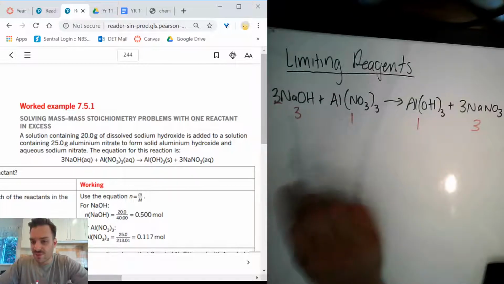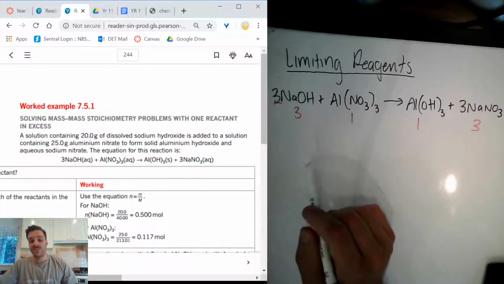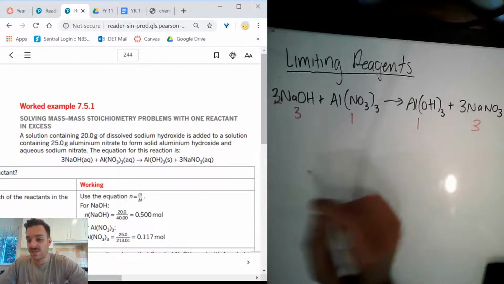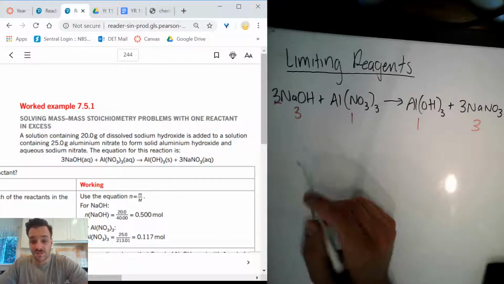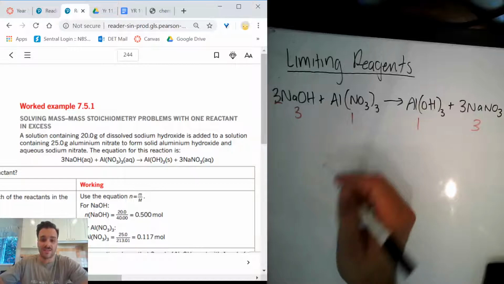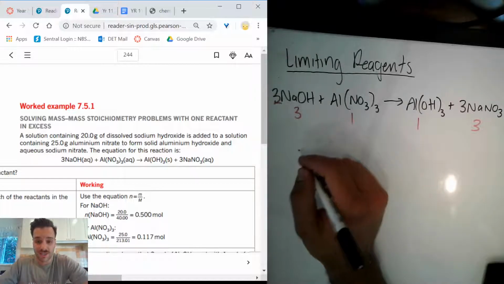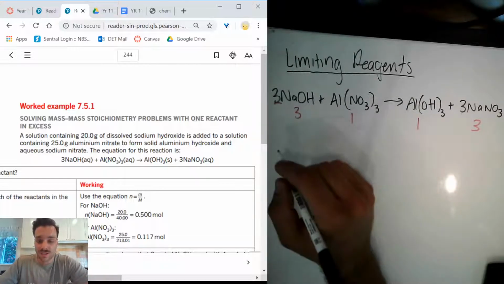If we don't have a 3-to-1 ratio exactly, then one of these is going to be in excess and one of these is actually going to be limiting. So what we need to do first is to work out which one is in excess and which one is limiting. The only way that we can do that with masses is actually to convert them to moles, because you can't count the number of molecules with a mass. You need to count in moles. So let's do that to start.